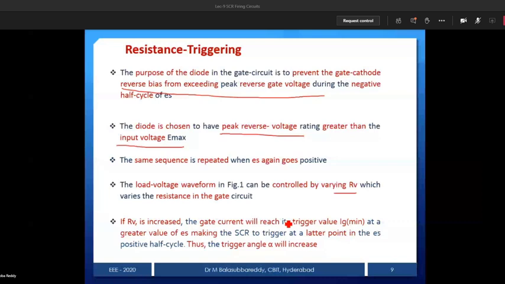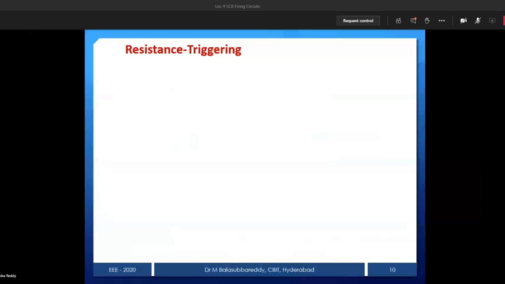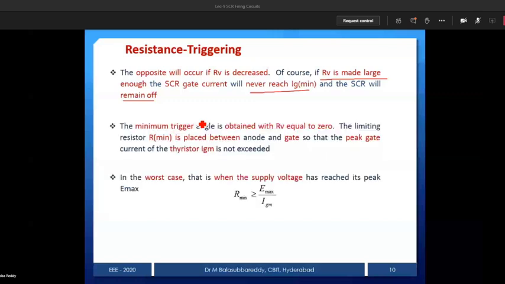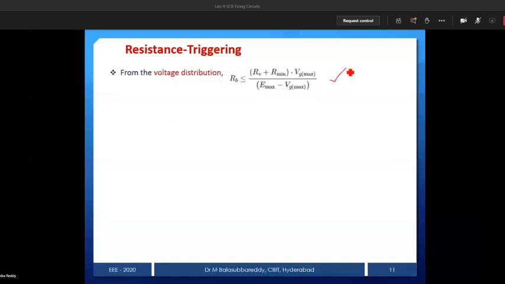So this is all the theory part I have given, and the gate current should not go beyond IG maximum also. If RV is made large, as I already mentioned previously, it never reaches IG minimum, and therefore the SCR remains in the off state. That is another problem. I also told the selection of the RV value: it should be greater than E maximum by IG maximum. And another one I mentioned is the damping resistance, whose voltage drop is always less than VGT. So according to the circuit, you can use this equation. The RV value is always less than this value.